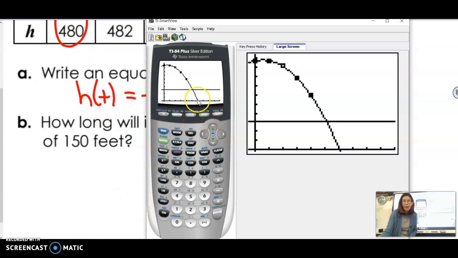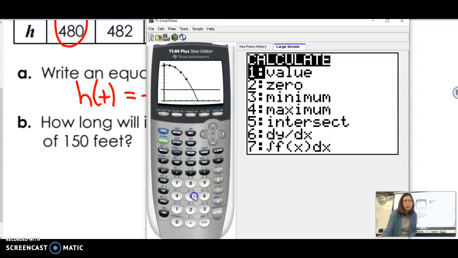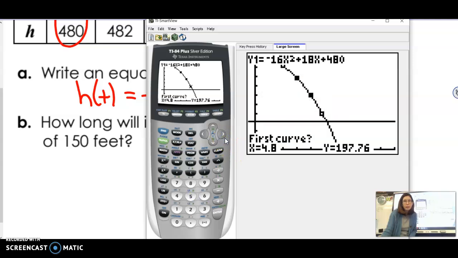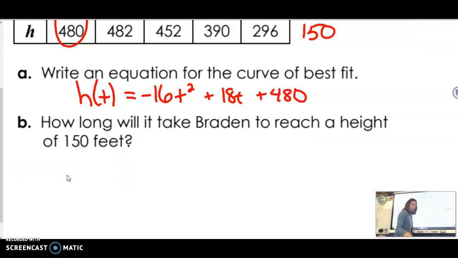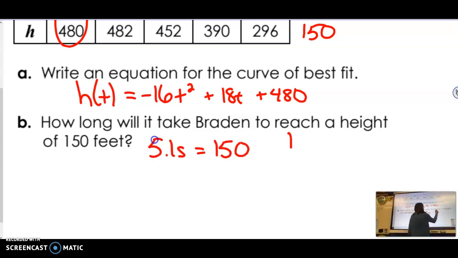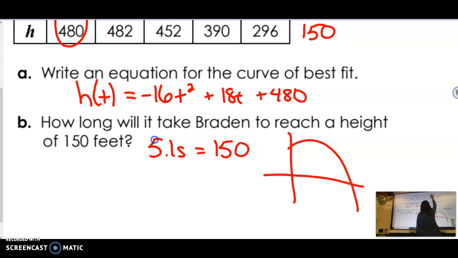And now I'm going to calculate that intersection point. So second, calculate intersection. We've done this before. So just get close to it. So that's pretty good. Enter, enter, enter. And you can see when you get a Y value of 150, the time is 5.1 seconds. So at 5.1 seconds, it equals 150. And you may just want to draw that little sketch like that to remind yourself that that is what you did to find the time for 150.